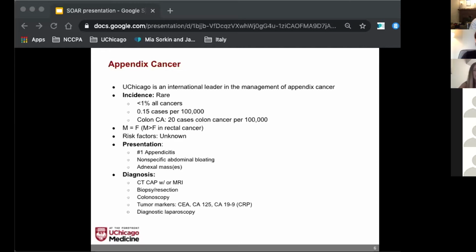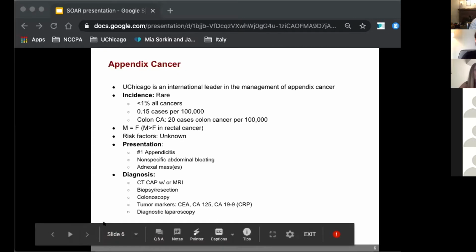Because CTs and MRIs are classically poor at identifying peritoneal disease, the peritoneum is a very thin layer of tissue coating the abdomen. We often include a diagnostic laparoscopy to stage our patients to look for peritoneal disease.